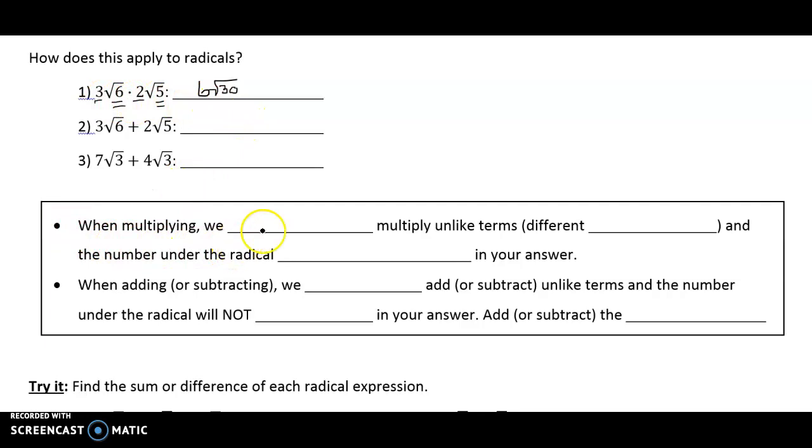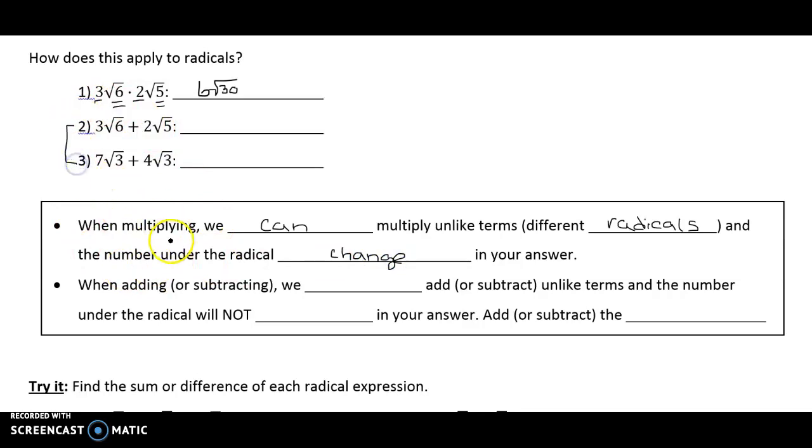So when multiplying, we can multiply unlike terms. Radical 6 and radical 5 are different, but we can multiply them. We just multiply them together and put them under one radical. So it is okay if we have different radicals when we multiply, and the number under the radical will change in your answer. Now we're going to talk about these two.